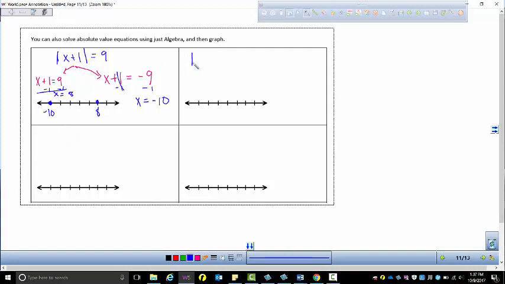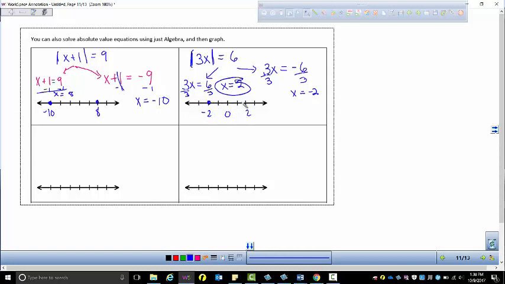Let's try another one. Let's try the absolute value of 3x is equal to 6. So I need 2 equations. 3x equals 6, that's just copied. The other one is 3x equals, and now we use the opposite of 6, -6. So this one we divide by 3, so x equals 2. That's one of my answers. This one we divide by 3, so x equals -2. So like you had 0 and 2 and -2, and those are your answers.